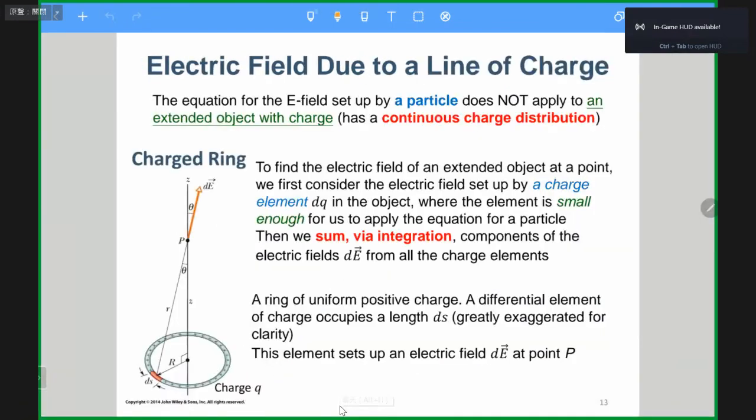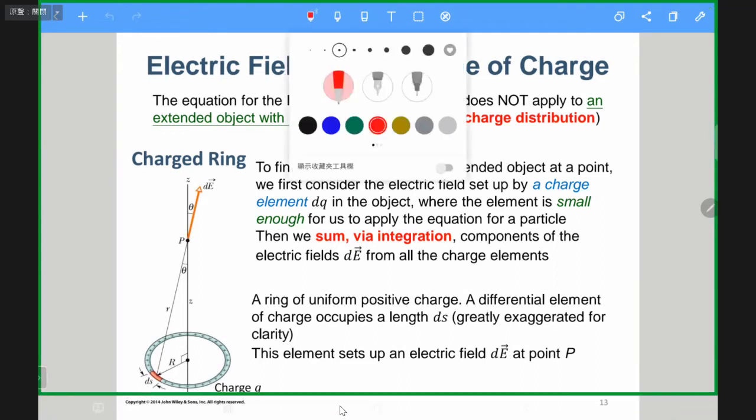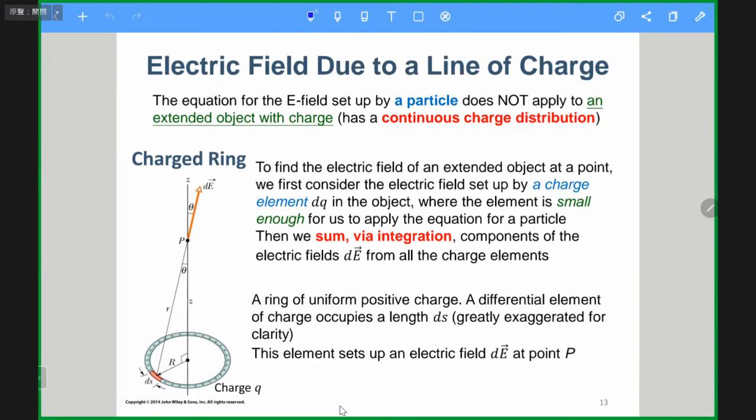So we move on. This part will be a more challenging part because we need to use calculus. We need to do some integration to really calculate the E field. Actually, before this slide, we talked about when we need to consider the E field generated by multiple charged particles, then we can calculate the E field one by one, and then add them together.